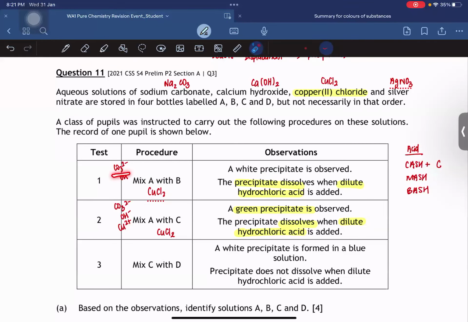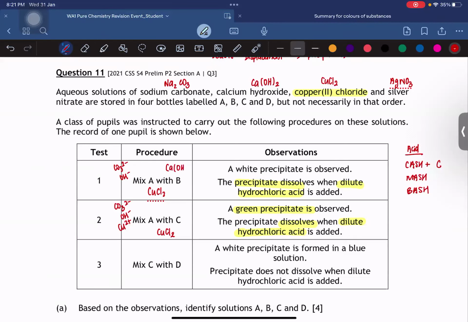Remember, we need either a carbonate or a hydroxide. So let's say we put sodium carbonate, okay, B is sodium carbonate. Now, is copper(II) carbonate a white precipitate? No. Is sodium chloride a white precipitate? No, it's a solution, right? So, okay, carbonate out. What about the hydroxide?